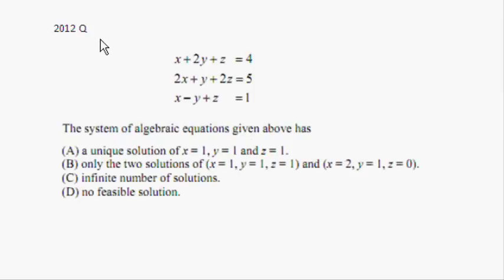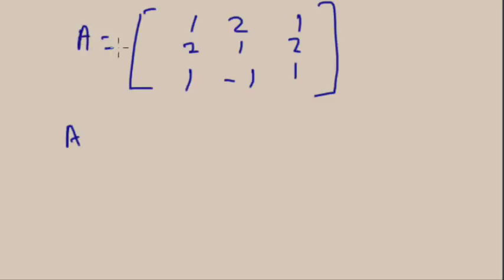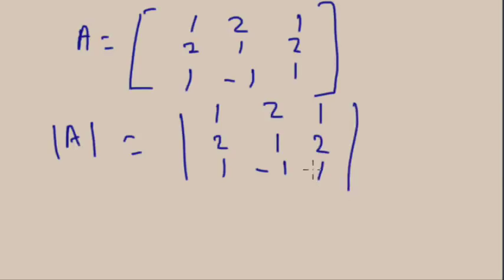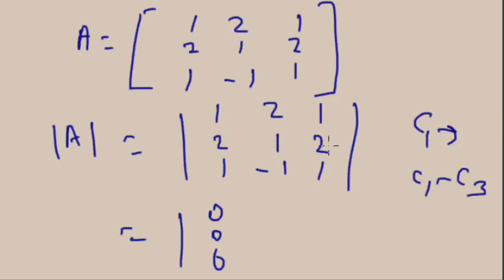This is the question asked in 2012. Again, it is a question of consistency. So here again you are required to find out the rank of A and the rank of K. So the coefficient matrix A is [1 2 1; 2 1 minus 1; 1 2 1]. If I reduce this, I will get 0 0 0, that is C1 minus C3.